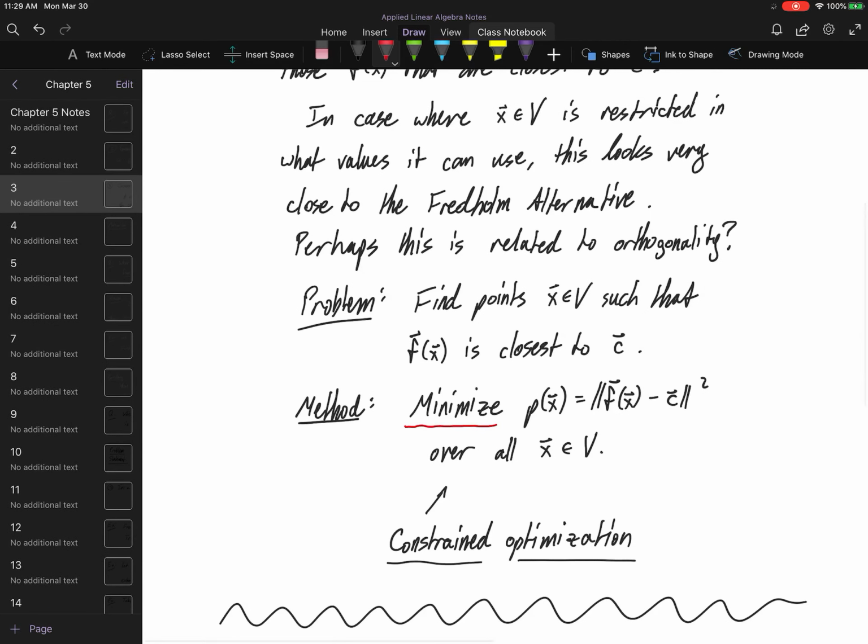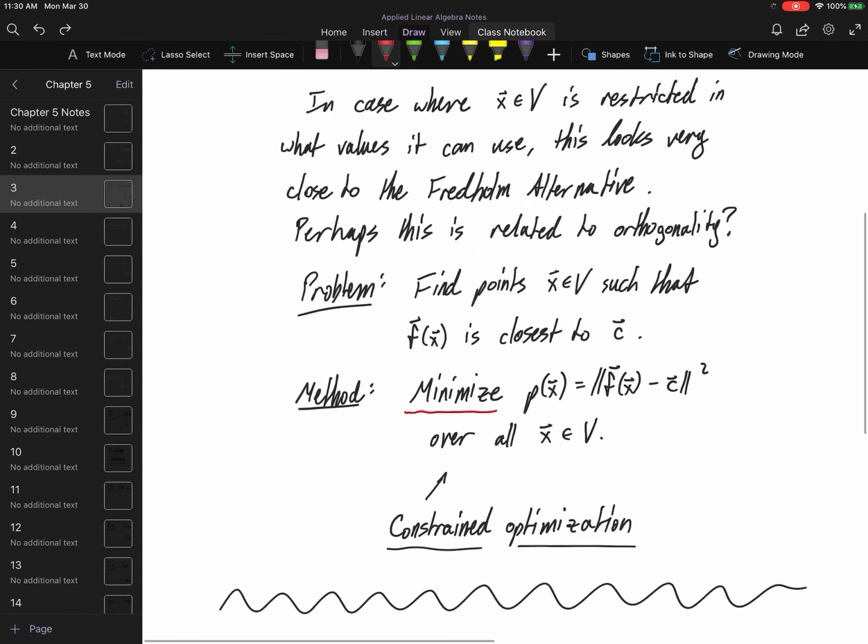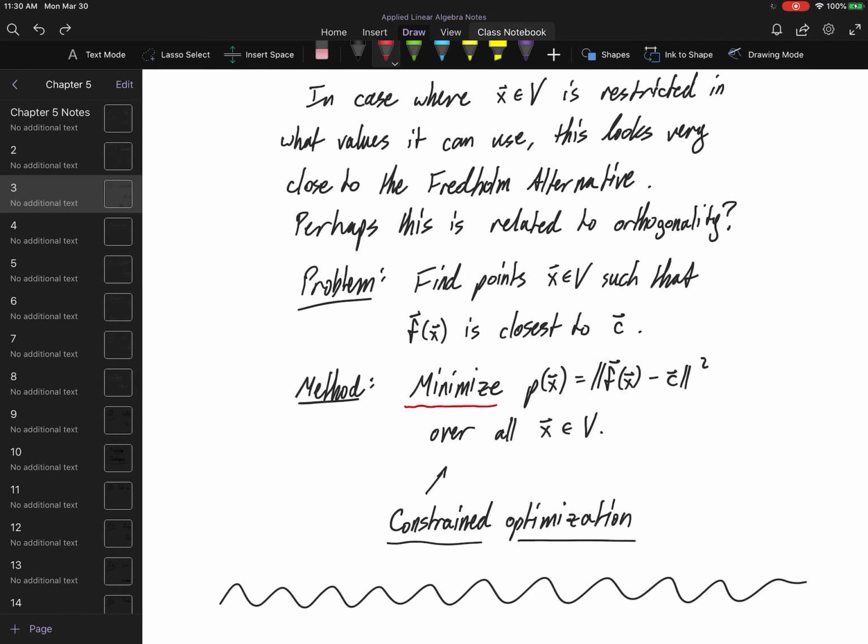And this looks very close to the Fredholm alternative, where we're saying we can only solve the system when vectors belong to the orthogonal complement of the co-kernel of a matrix. Same idea. Let's push the vectors outside of the co-kernel and see what happens. So the problem would be to find all the points in a certain subset where the image is closest to this vector c. And again, we are minimizing something. This sort of setup is called a constrained optimization problem. So this is where we're heading for the next section.